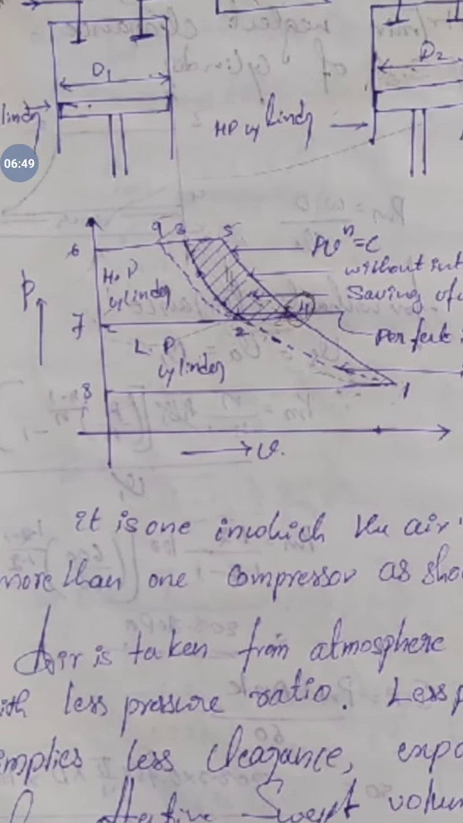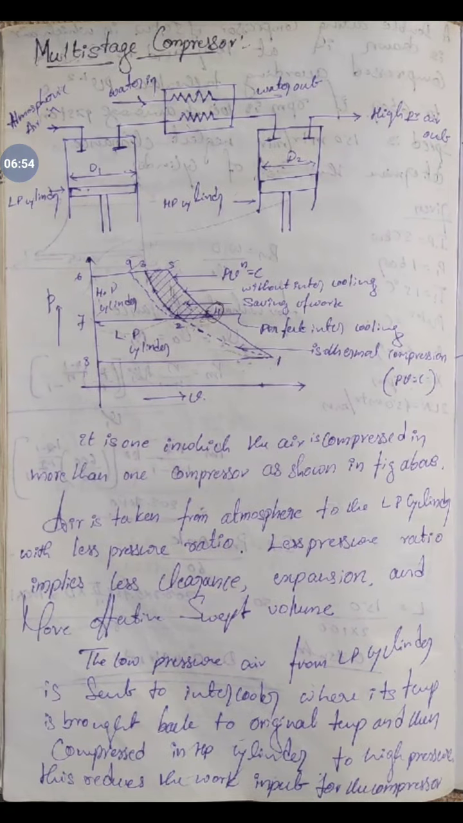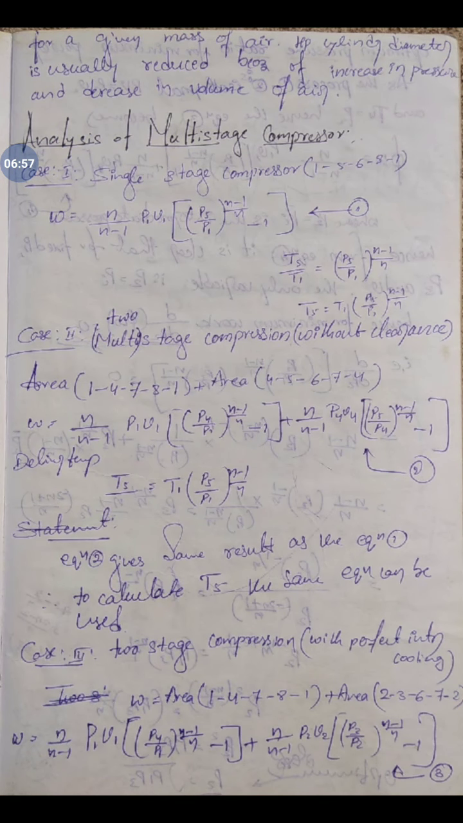So by adding these two, we are going to get n by (n minus 1) P1 V1 [(P4 by P1) to the power of (n minus 1) by n minus 1] plus n by (n minus 1) P4 V4 [(P5 by P4) to the power of (n minus 1) by n minus 1]. That is, the area under 1-4-7-8-1 is the compression work in the LP cylinder, and the area under 4-5-6-7-4 is the work required to compress in the HP cylinder.